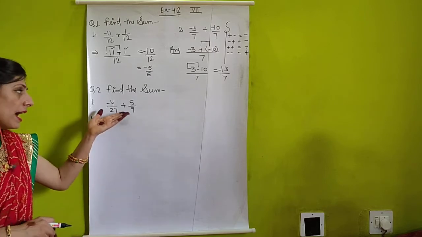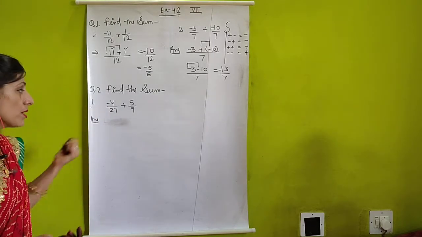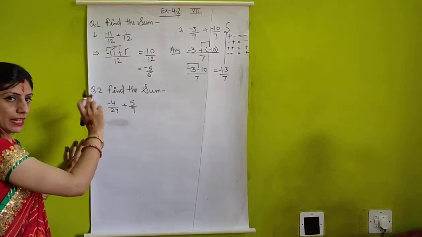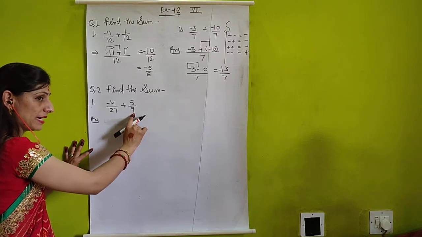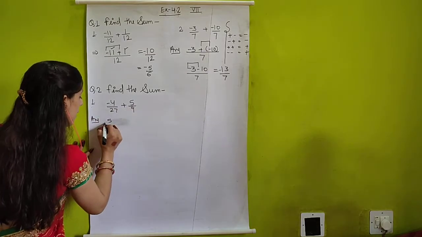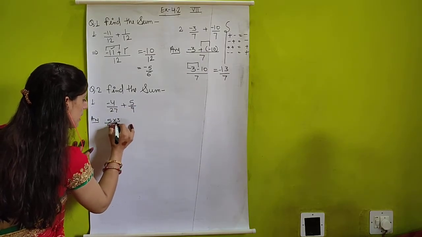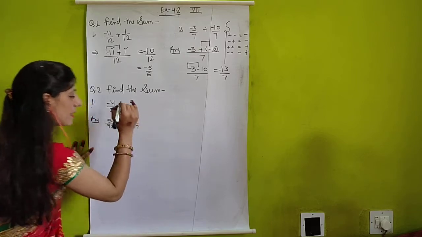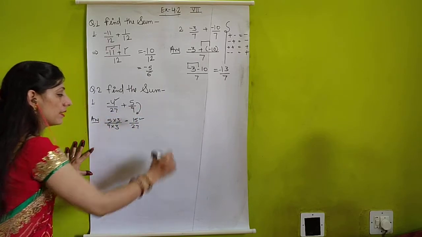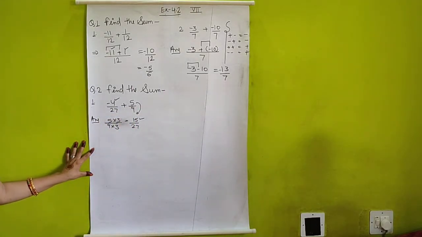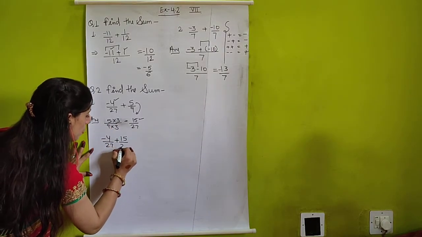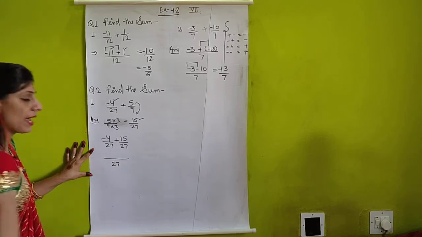But in this question, I think students need not take the LCM, because you know, minus 4 upon 27, don't change this, leave it. When you multiply this 9 with 3, then automatically 27 will come. So here 5 upon 9 multiplied by 3 downside and upside, 15 upon 27 will come. Now minus 4 upon 27, and this has become 15 upon 27. Both have the same denominator. Now minus 4 upon 27 plus 15 upon 27. 27 will be your LCM.